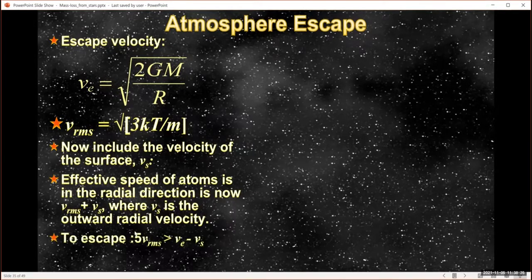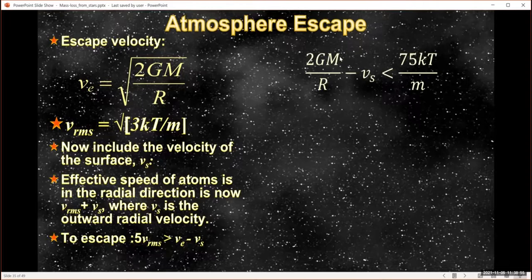So we can actually make that into a new equation. So instead of saying that we need our escape velocity to be less than 5 times the RMS speed, and I've rearranged this. Remember, before we were talking about retention, now we're talking about atmosphere escape. So if my average speed is 5 times the escape velocity, that should help to make it escape. But now I'm saying, actually, I want to add in this surface speed effect.